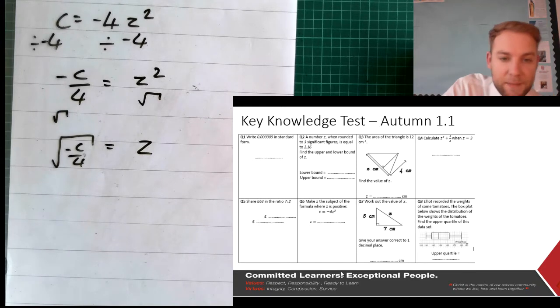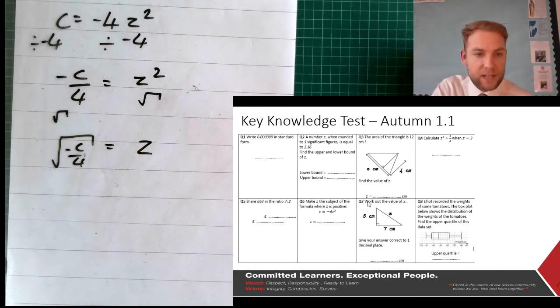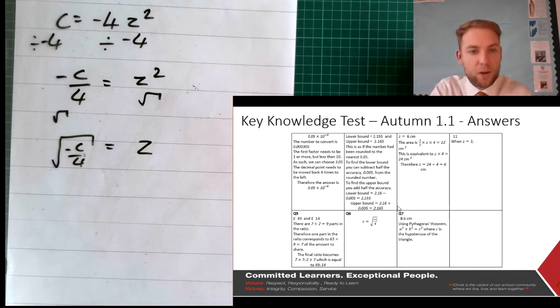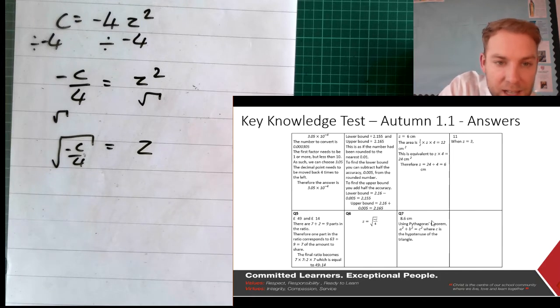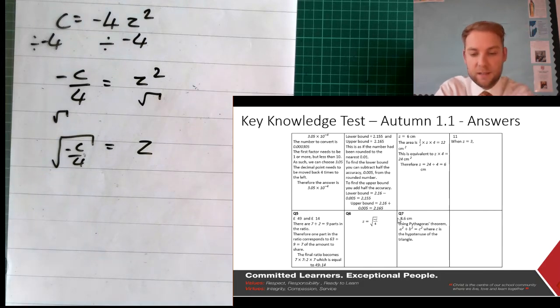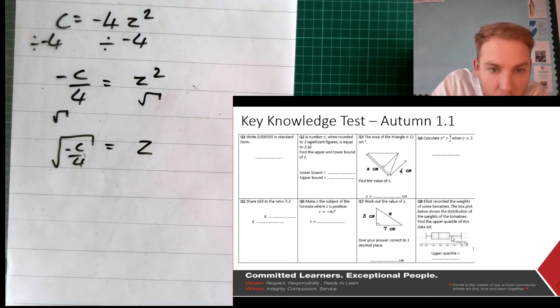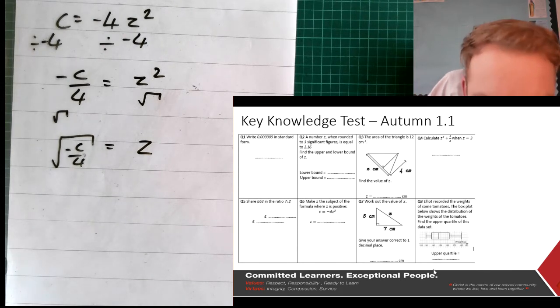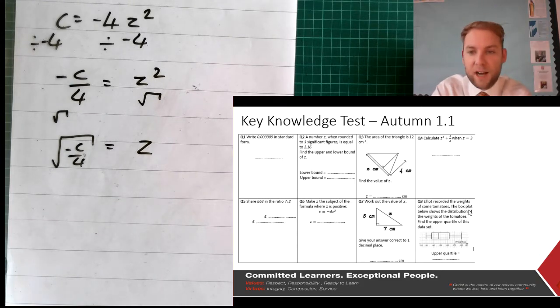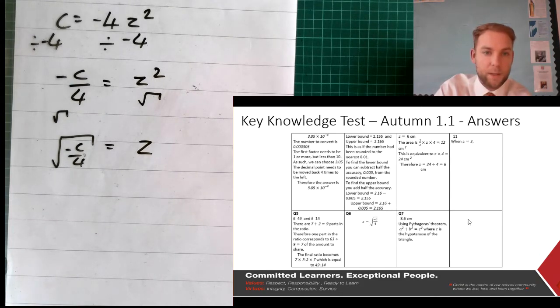Now, I've run out of time there, so I'm going to just pop the answers up for that. So here are your answers to mark the rest of them. So the last one there was 8.6. And your upper bounds for this one was, I believe, I'm just going to check that, 162.5 for that one. Brilliant.